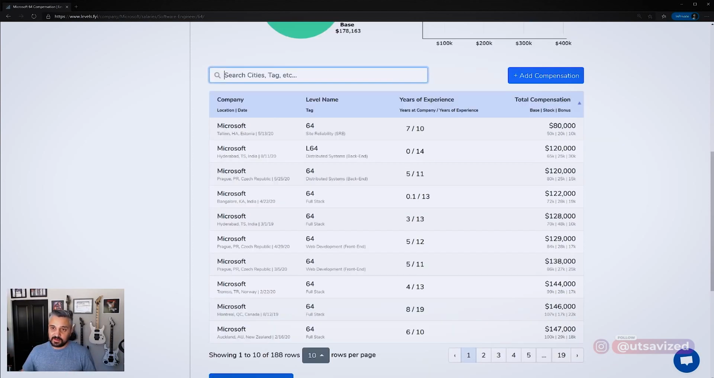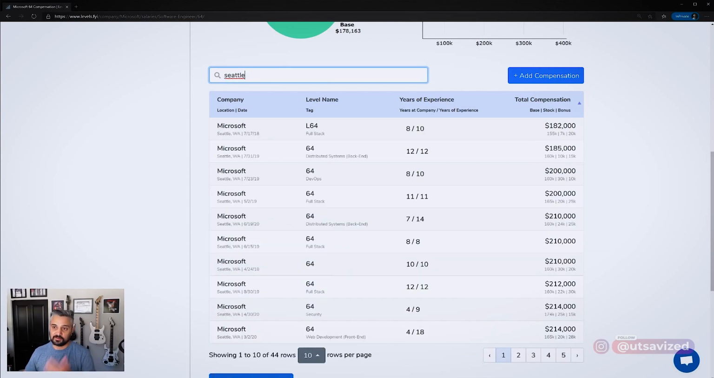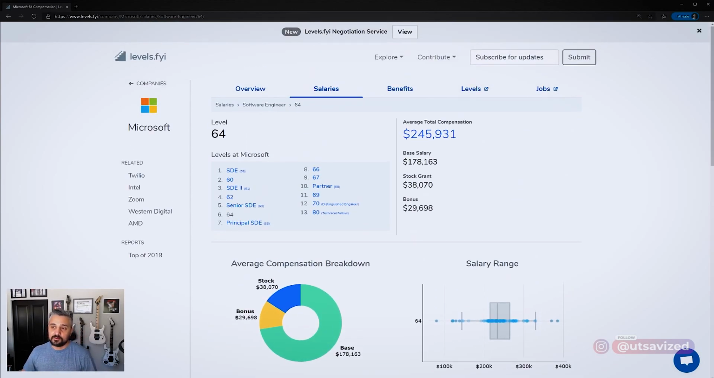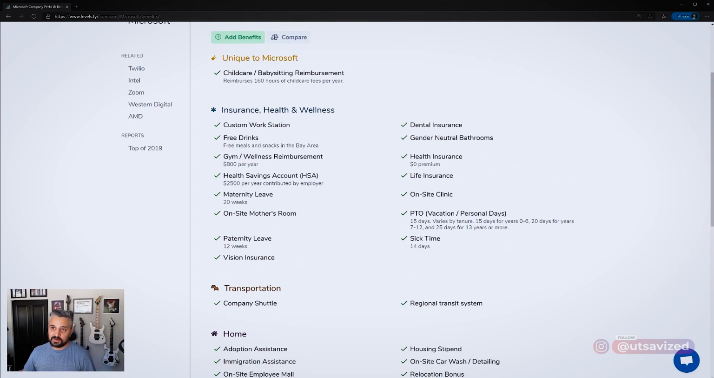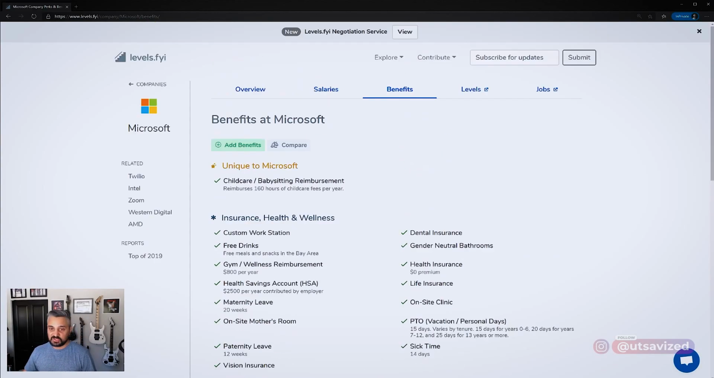So as you can see, if you're looking from India, you can filter on that and see what's the ballpark. Or if you're looking in Seattle, you can filter that and see what's the ballpark. Not only that, you can also look at benefits, and this is pretty accurate and verified. Childcare, custom workstation, free drinks, gym, HSA, leaves and stuff like that. That's pretty useful, especially if you're curious about multiple companies that you want to join and compare them. I think this is a good review.